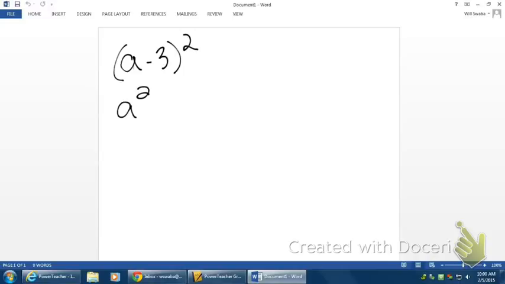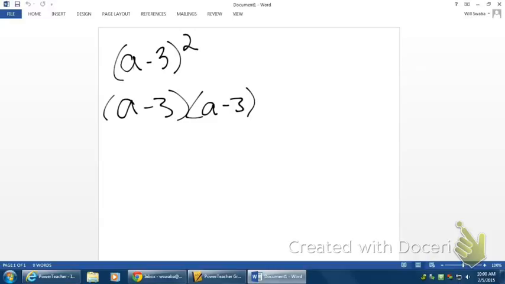You think a squared minus 3 squared? Or do you multiply everything by 2? This is technically, anytime you see a binomial squared, or really anything squared like this, it really means a minus 3 times a minus 3. Anytime you see anything squared like that, it's really that binomial times that binomial, the exact same thing. So a minus 3 times a minus 3.